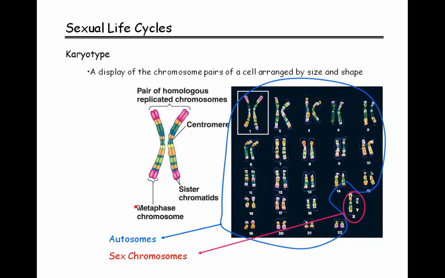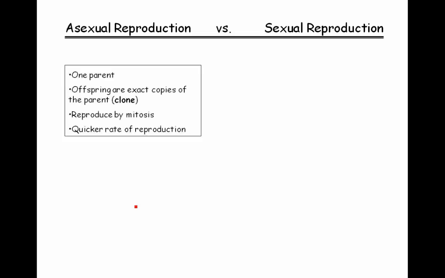We want to compare and contrast asexual reproduction with sexual reproduction. Asexual reproduction really was what we were looking at in the last chapter, in chapter 12. In asexual reproduction, you have one parent or one parent cell involved, and the offspring that you get are going to be exact copies of the parent. That's what we call a clone. So a clone is genetically identical to another individual.